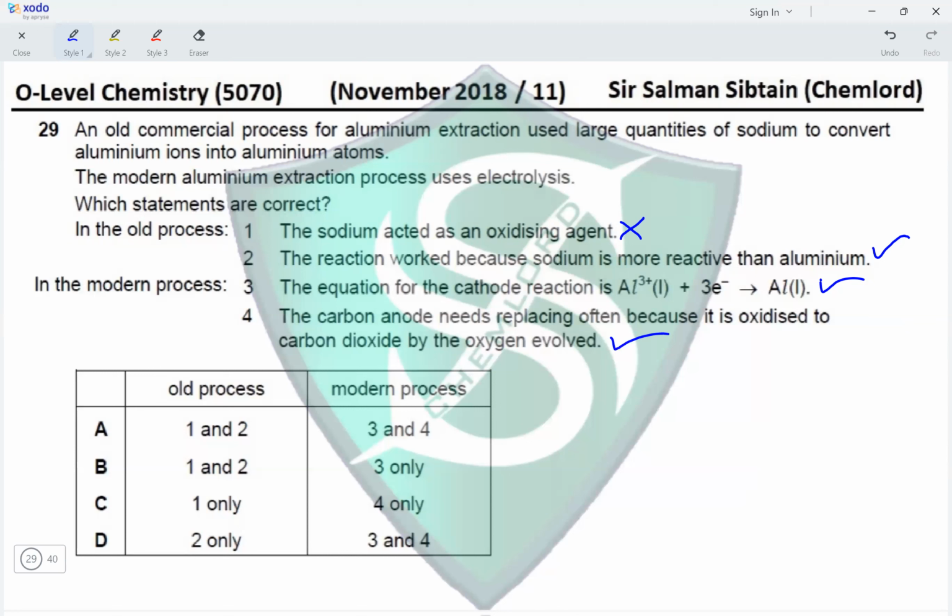So in the old process, the statement that is correct is 2 only. So automatically options A, B, and C have been eliminated. Option D is the correct option. And in the modern process, both statements are correct. So option D says 3 and 4, which is true, making option D the correct option for this question.